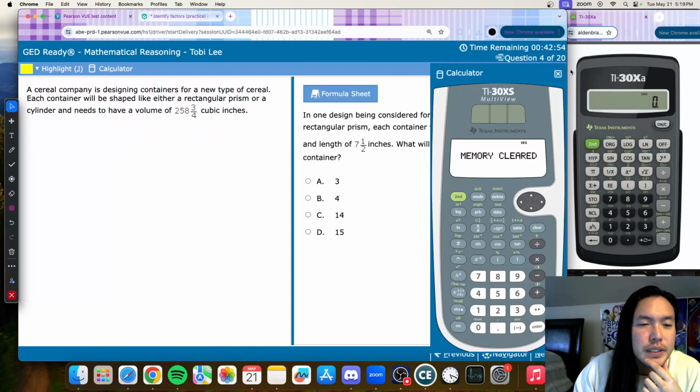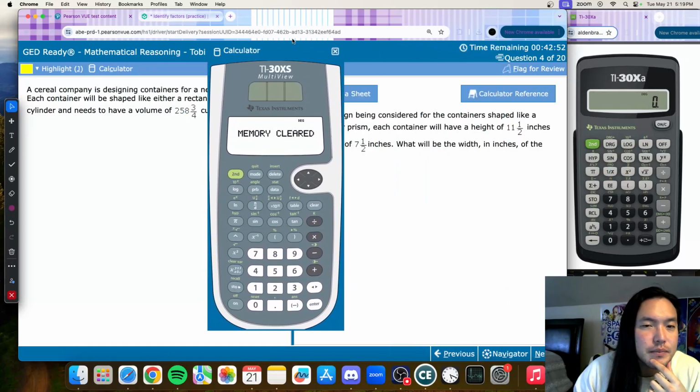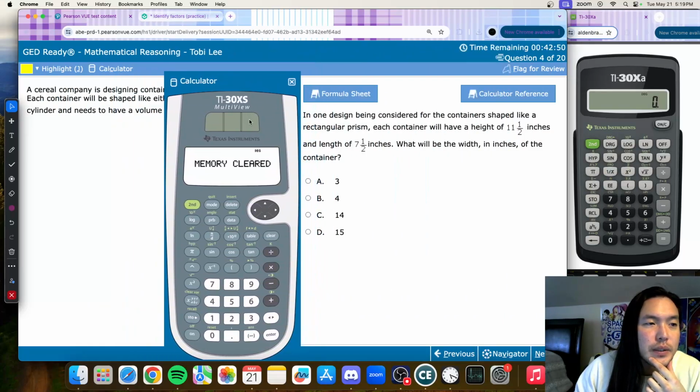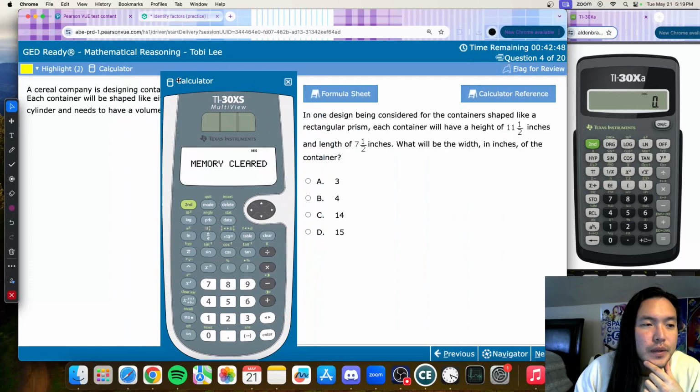Interesting. So it looks like we get a calculator here, which is nice. We must already be in part 2. Yeah, so definitely within the GED test, there'll be a calculator button for the calculator section. This is what it will look like.